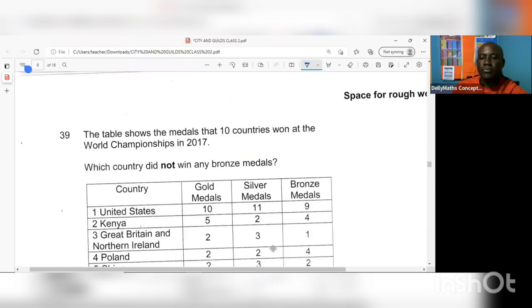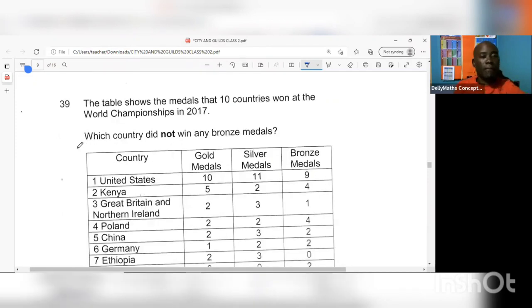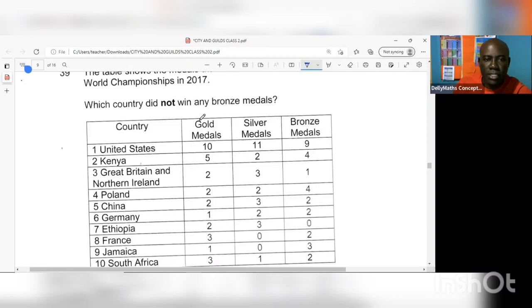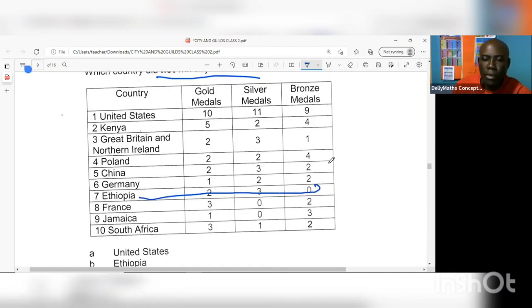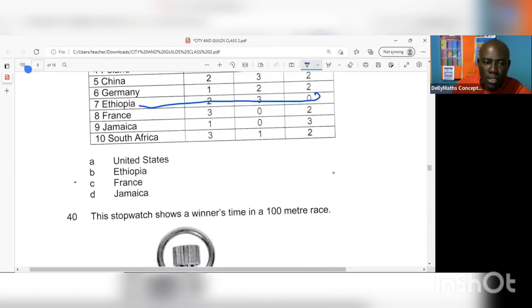All right, let's go. So it says the table shows the medals that 10 countries won in some world championship in 2017. Which country did not win any bronze? So you go on the bronze column and you look for some 0, and this is the 0, Ethiopia. So Ethiopia got no bronze, okay?